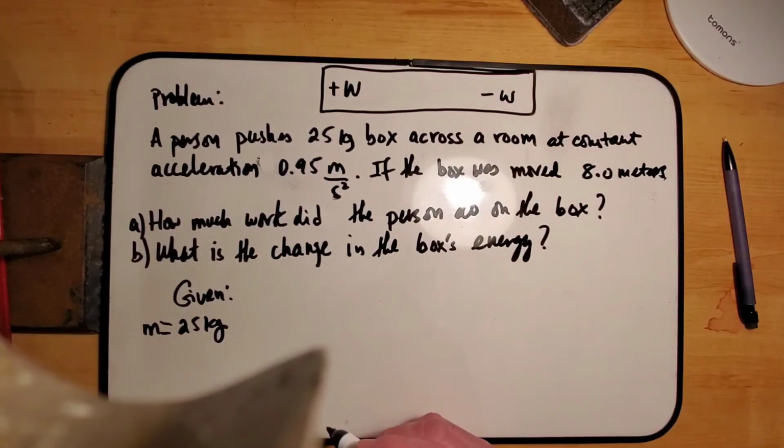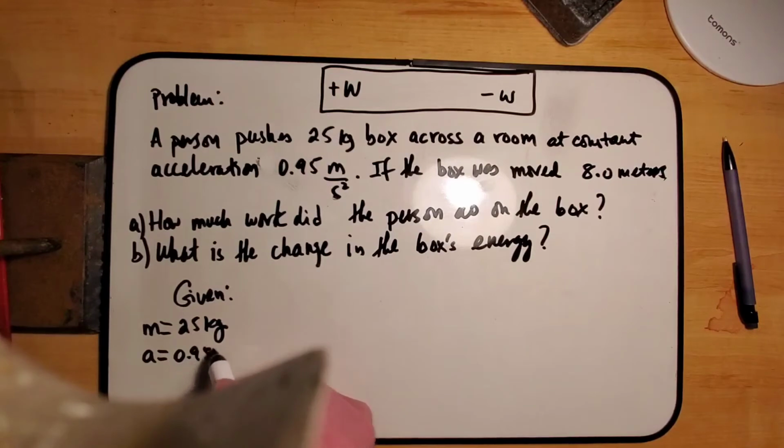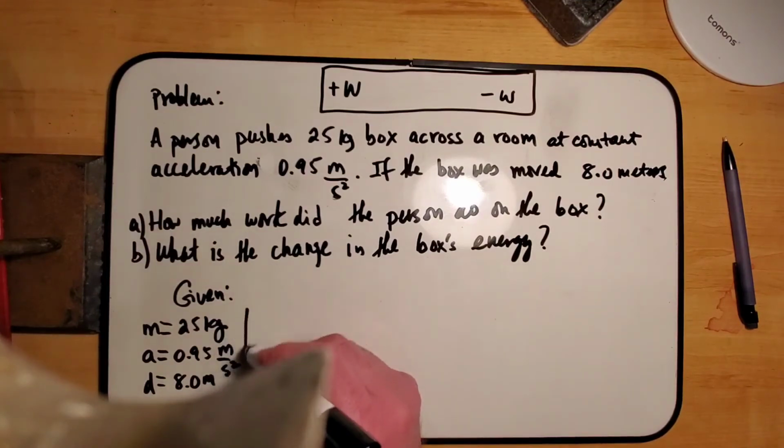But in this case, we have a constant acceleration. So the mass is 25 kilograms, that's given here. What else is given? I have the acceleration, 0.95 meters per second squared. Acceleration is in the same direction as the displacement, so the force here will be positive. The next thing given is the distance, 8.0 meters. I think that's all I need here.